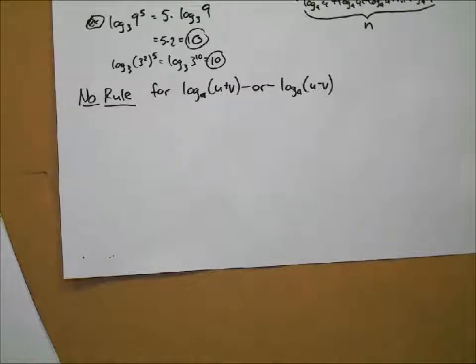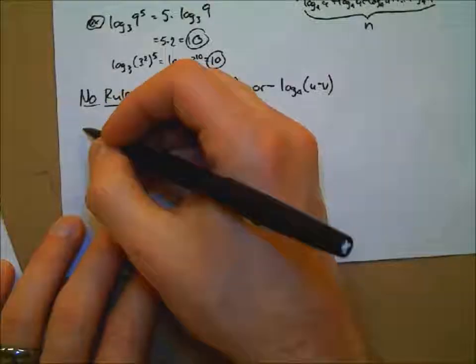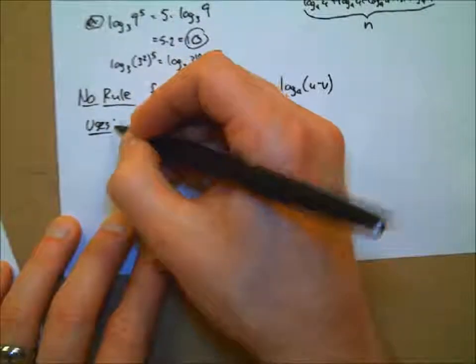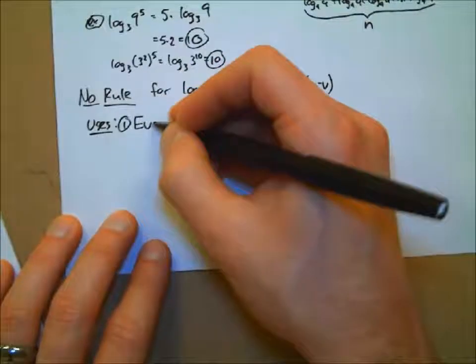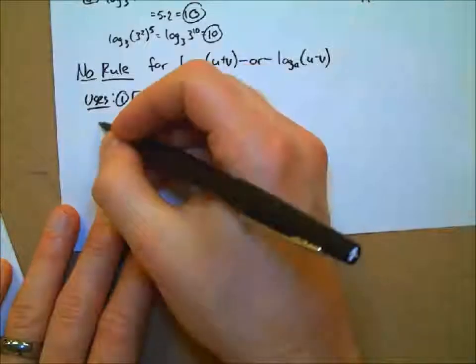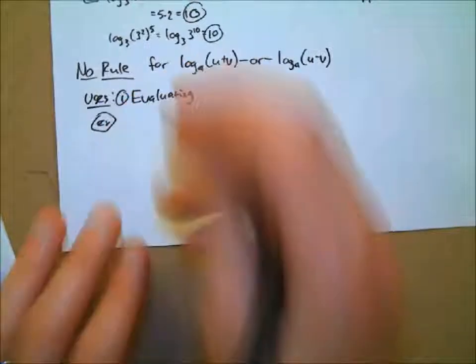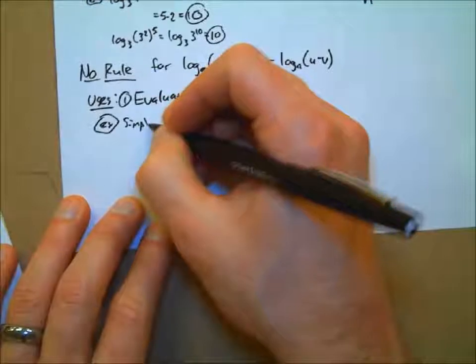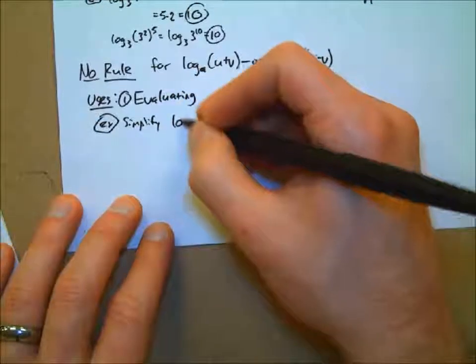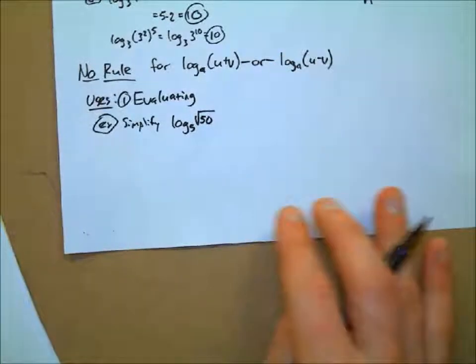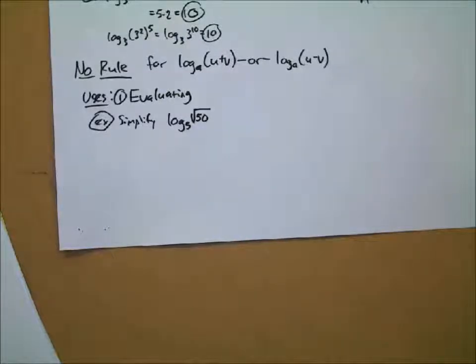So, let's continue here. All right. So, how are we going to use this? So, uses. Okay, one use is evaluating logarithms, right? We already kind of saw an example of this earlier. Let's do another one here, and then I'll have you guys try one. All right, so let's see here. Let's, again, simplify log base 5 of the square root of 50.